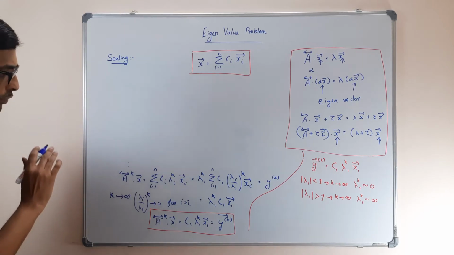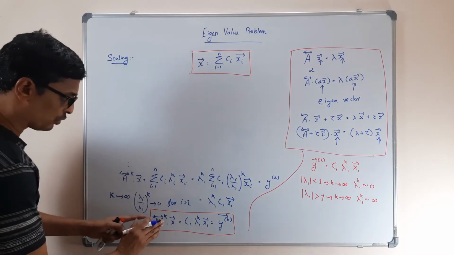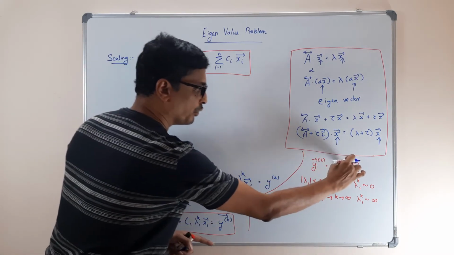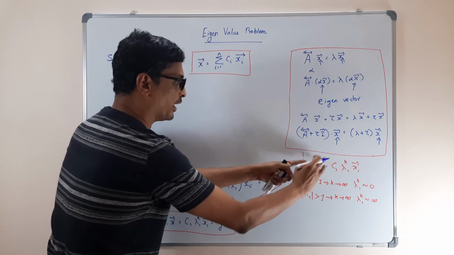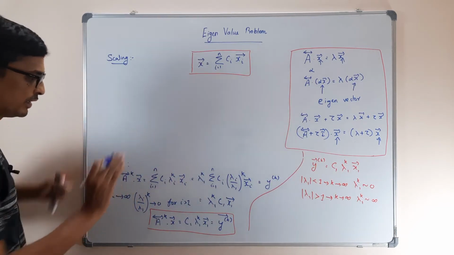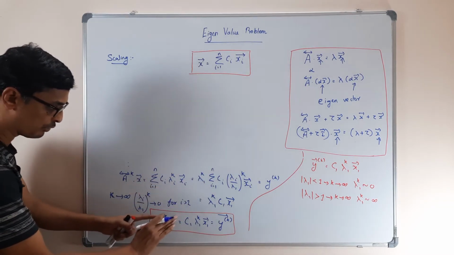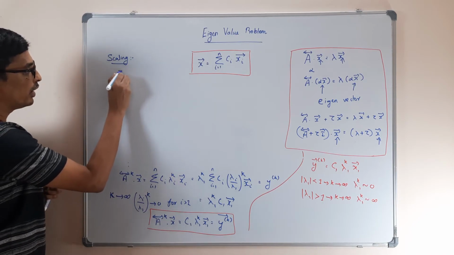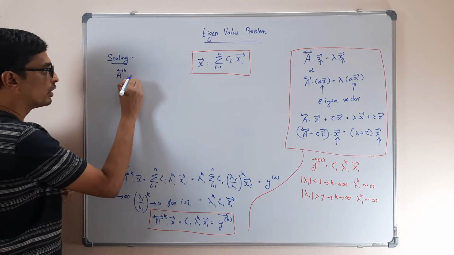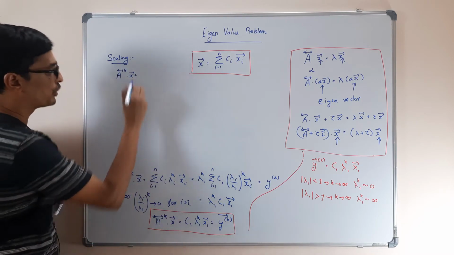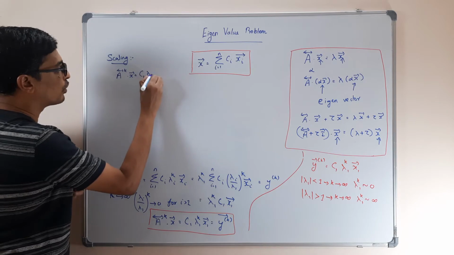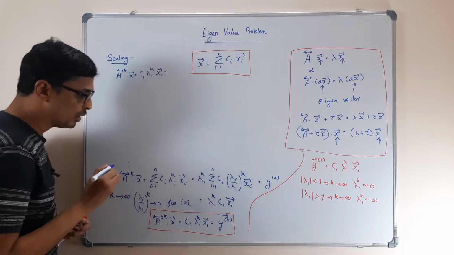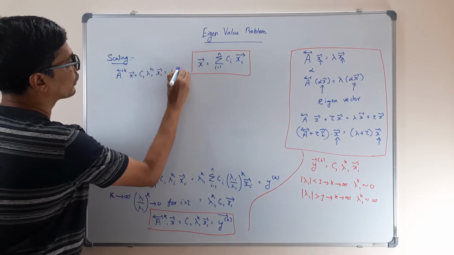In scaling, let us start from this equation. We somehow want to avoid this lambda 1 to the power of k, and then we can actually get a finite eigenvector. In scaling, we will achieve this. Let us see how. Let me start from this equation: matrix A to the power k dot x vector is equal to c1 lambda 1 to the power of k and x1 vector, which is equal to the y vector, y of some k vector.